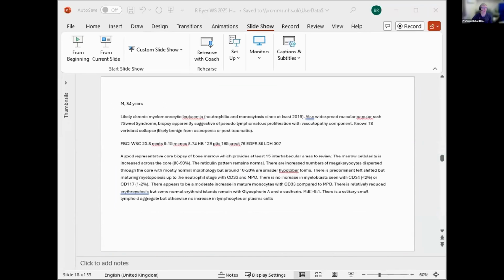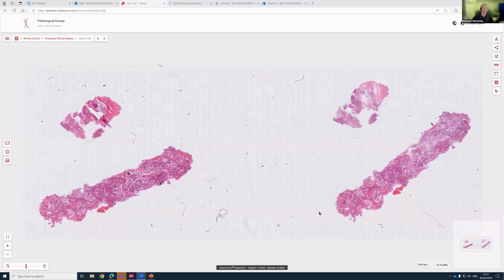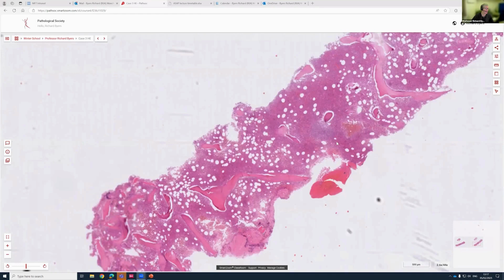So case 3, I'm just going to go over case 3 quickly, because case 3 is something you're not likely to get in the exam, in fact. So probably ask, why on earth did I put it in then? That's a very good question. This is a case of chronic myelomonocytic leukemia.